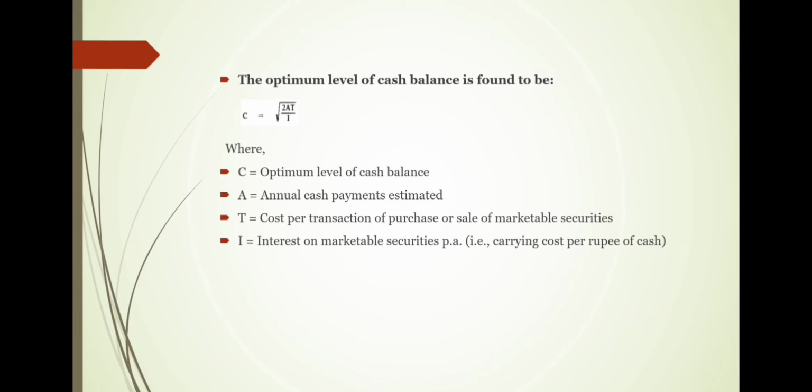According to the model, the optimum cash level is that level of cash where the carrying costs and transaction costs are the minimum. The carrying cost refers to the cost of holding cash, that is interest foregone on marketable securities. The transaction cost refers to the cost involved in getting the marketable securities converted into cash and vice versa.